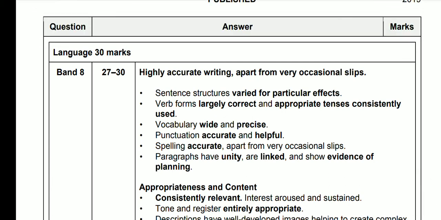Vocabulary wide and precise, appropriate, right word at the right place is the good vocabulary. You need not use very difficult words or jargon in your narrative writing. The vocabulary should be simple, wide and precise.